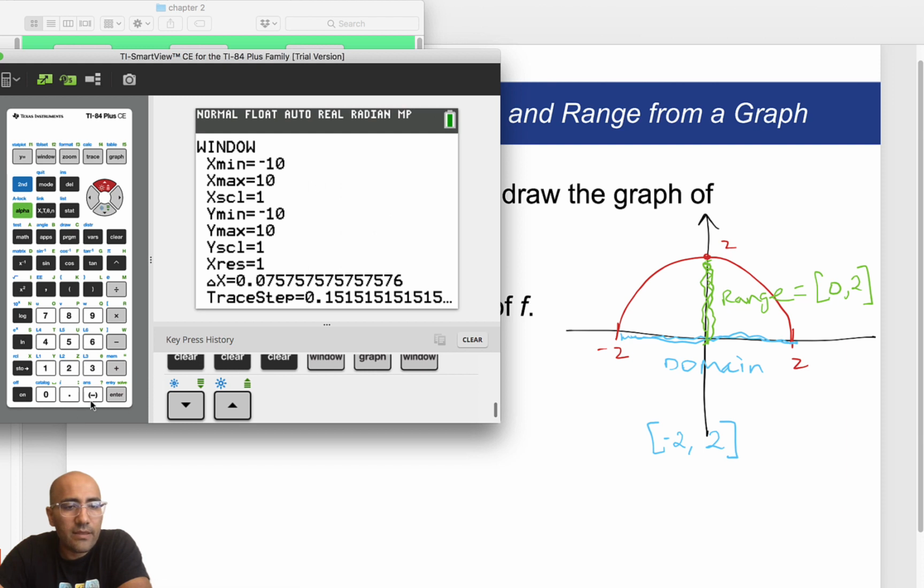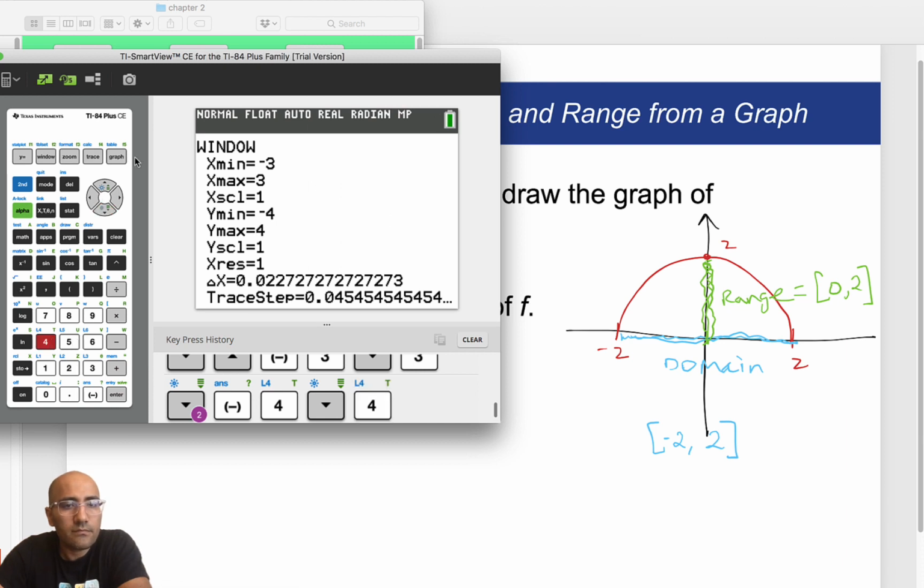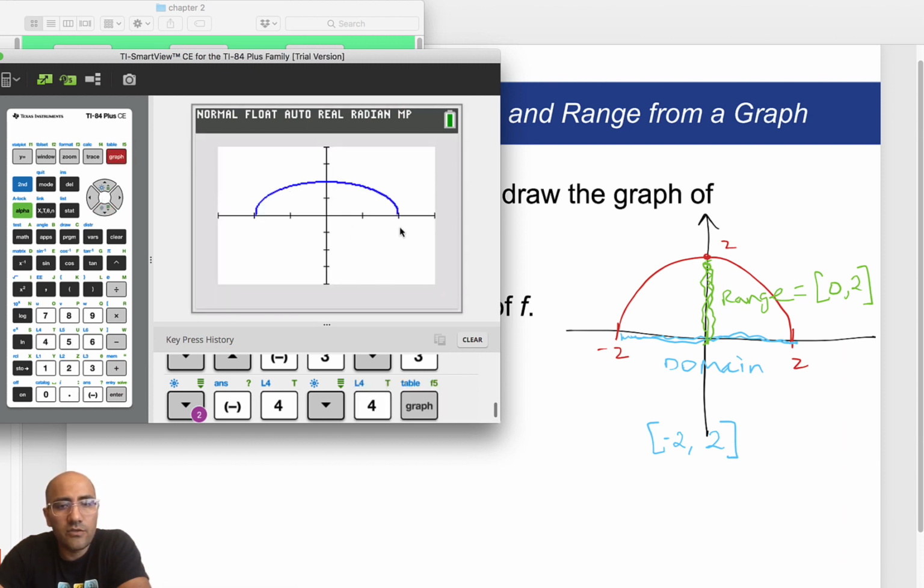How about if I make this -3 to +3, and I can make this, I don't know, how about -4 to +4? Graph. And so you see I have a slightly better picture now. So this goes out to -3 and +3 for x min, x max, y min, y max. In fact, I don't even really need anything down here. The actual graph does not go into quadrants 3 and 4.